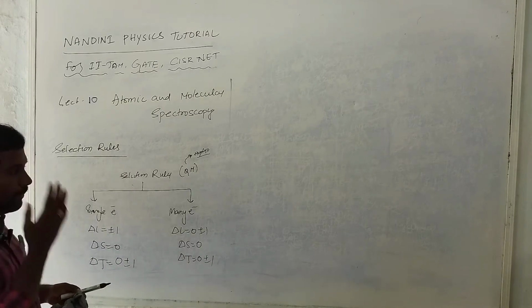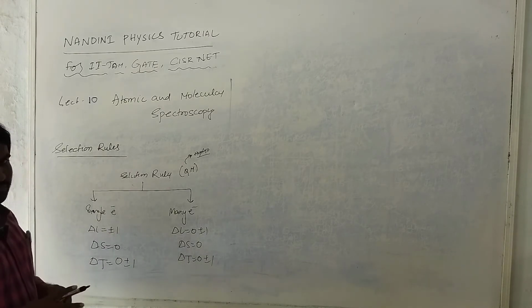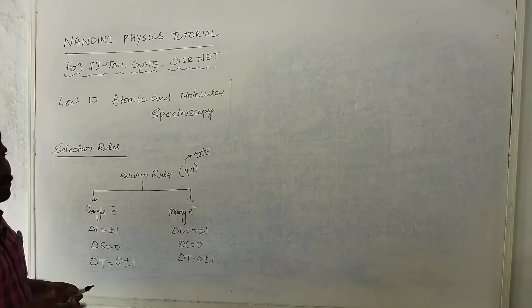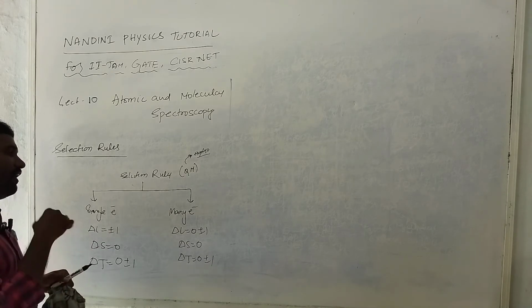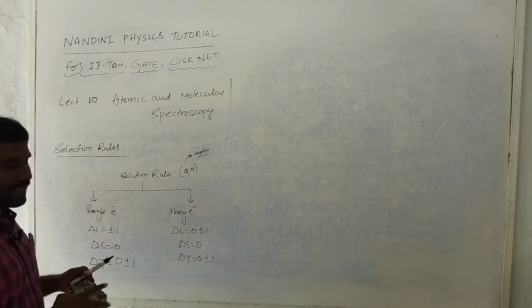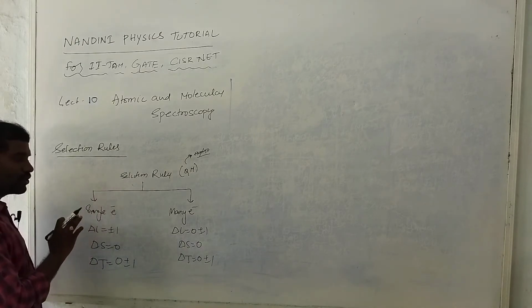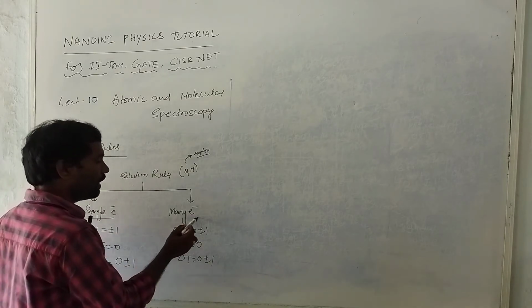Okay. So I implement these selection rules into many transitions in problems. There I will explain all these things once again. This is about selection rules for single electron and many electron.